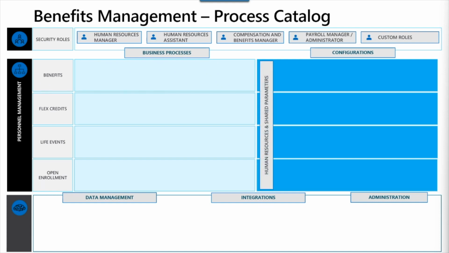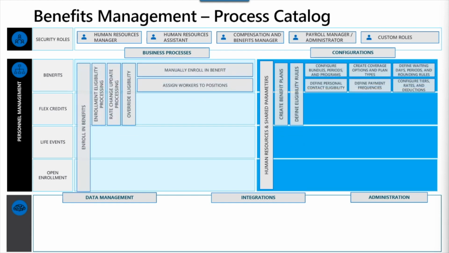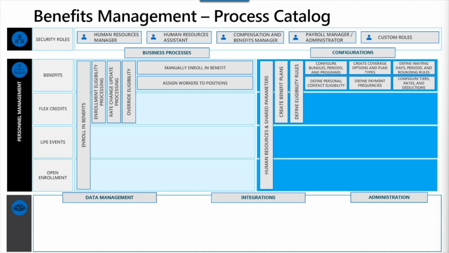As always, there are parameters that are shared across all functions that are specific to each of these areas in benefits management. Moving on to the business processes and configurations, let's first look at benefits. To remain competitive, a company must offer a rich set of benefits to attract and retain the best employees.